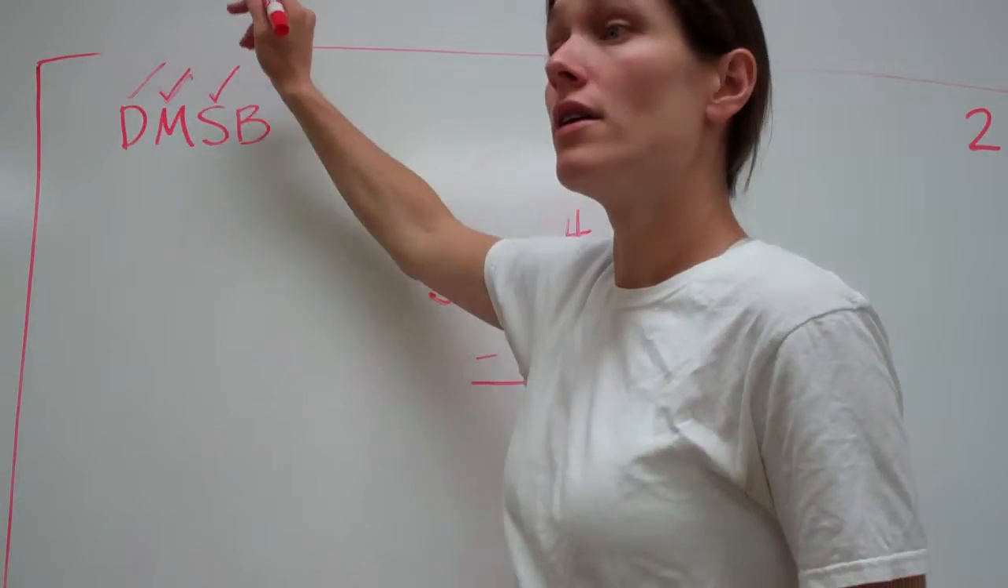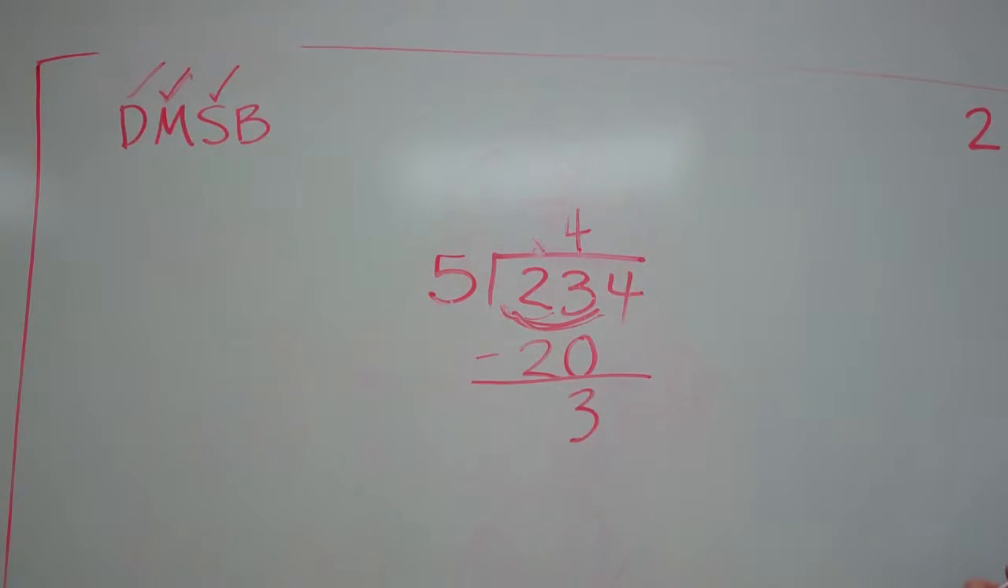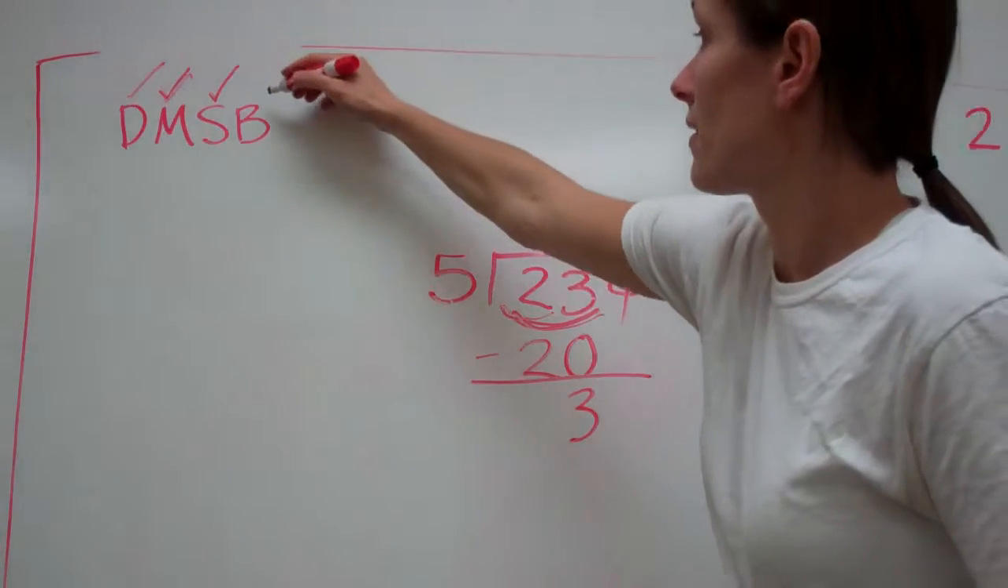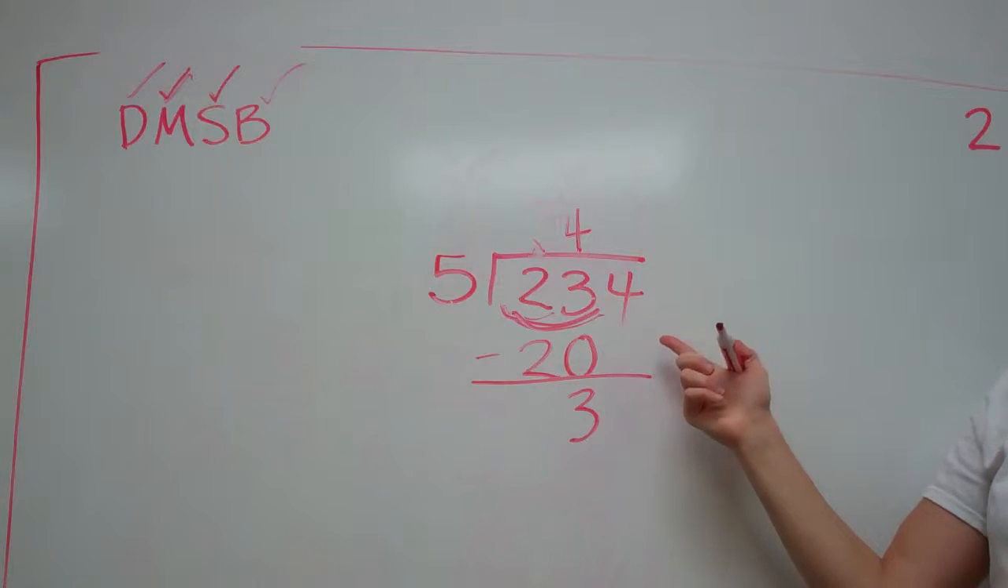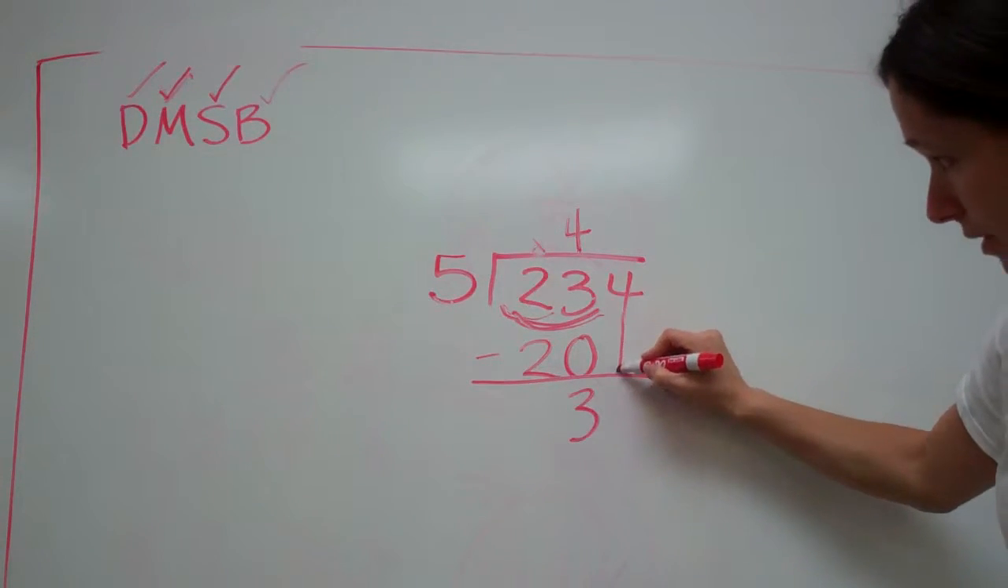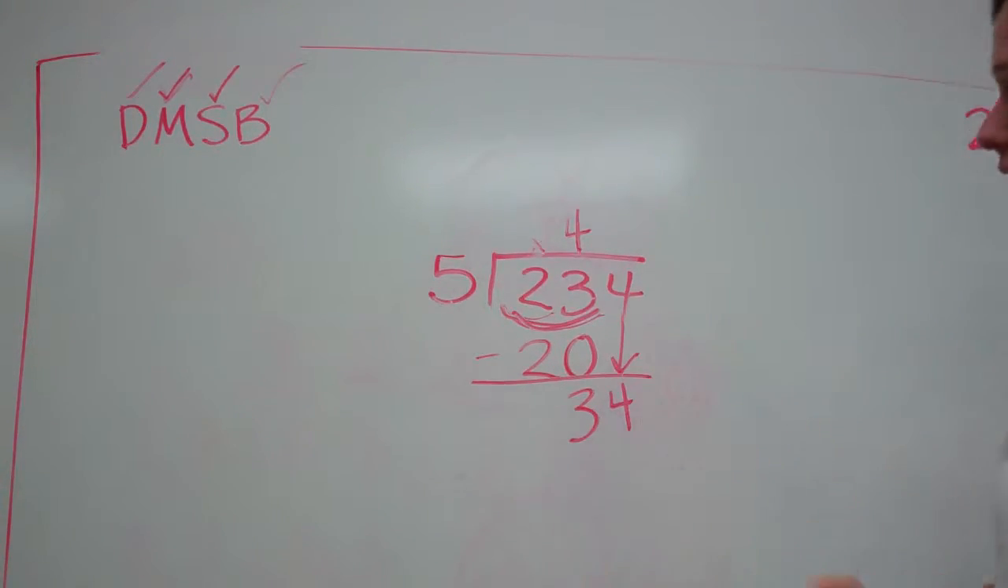Then, tell me what's the next step. Bring down. 4. Bring down. Okay? And what I bring down is the number that I haven't worked with yet. That next one, I'm going to bring it down.